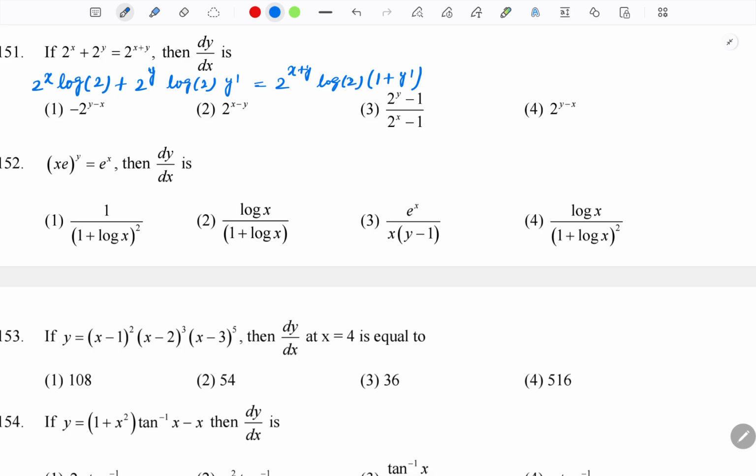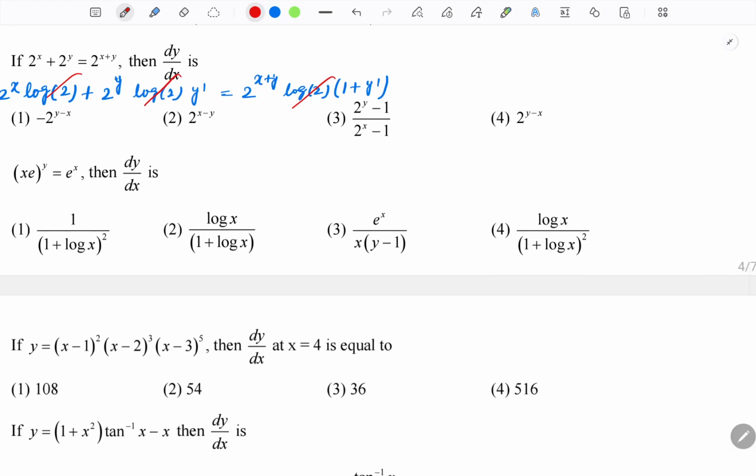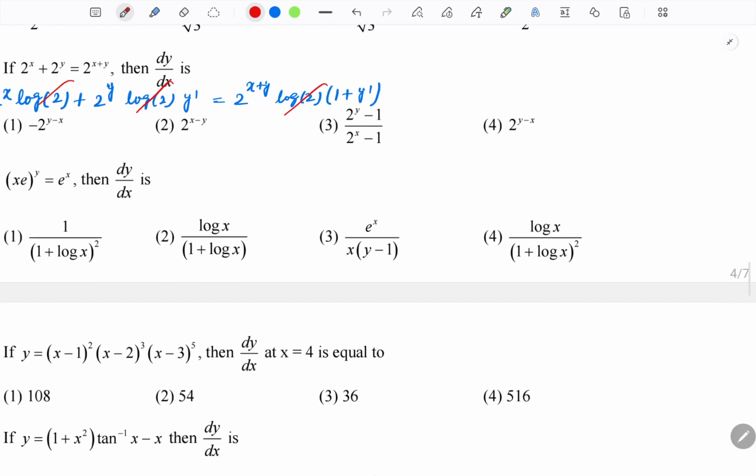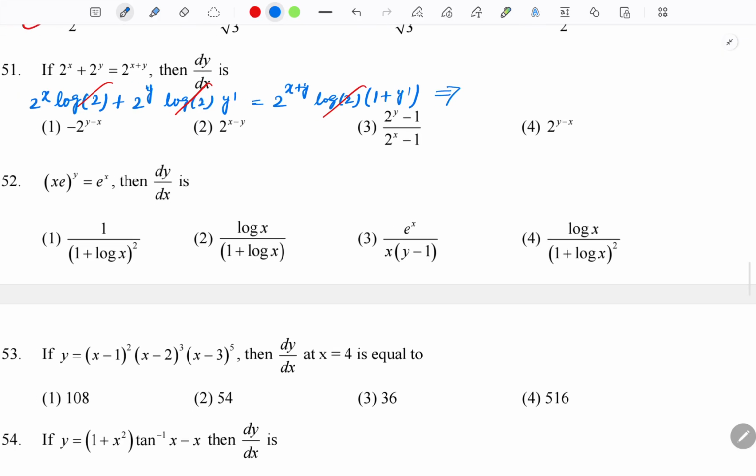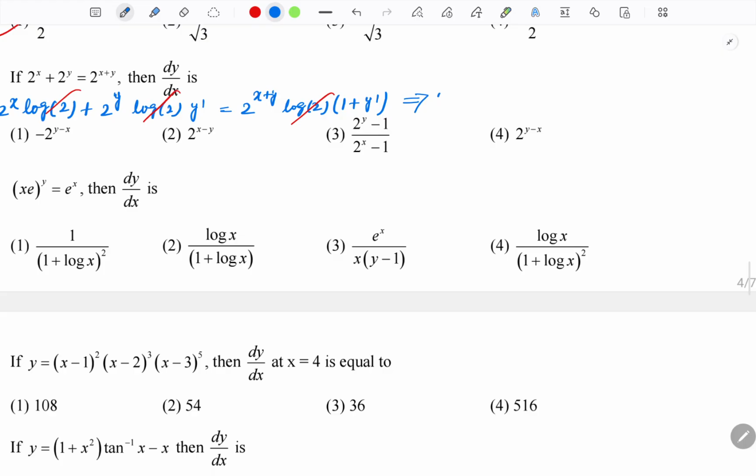From this we can easily cancel log 2 on both sides. Then take the y dash terms to one side and write the common factor, then write the final answer. If I take y dash common, the remaining term on this side is 2 power y, right? And on the other side, 2 power x plus y, and the left-hand side minus 2 power x.